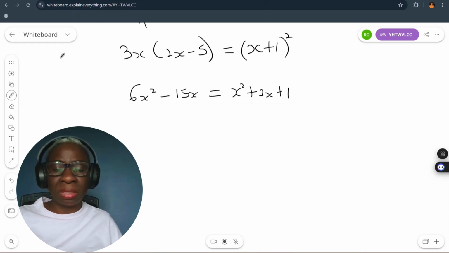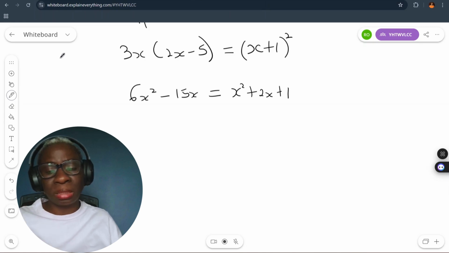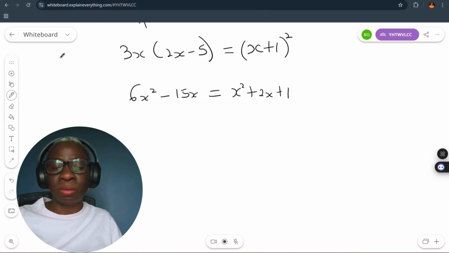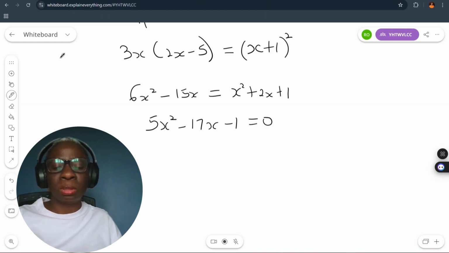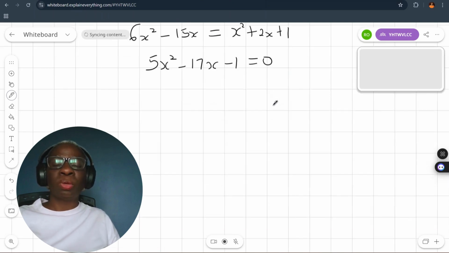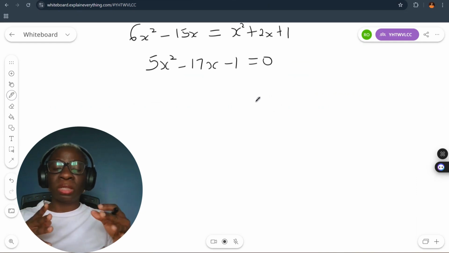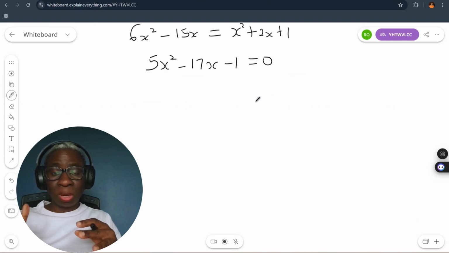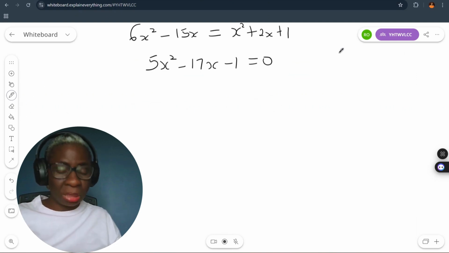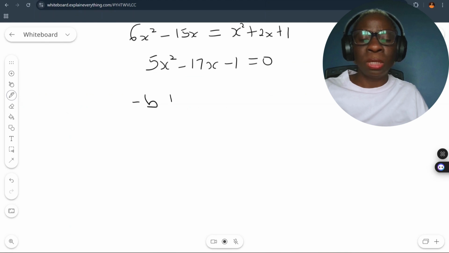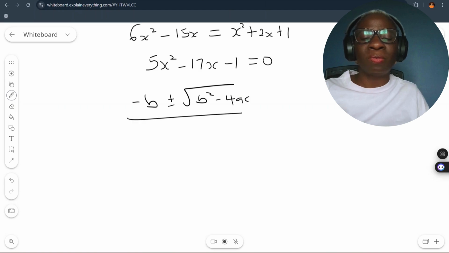Let's bring everything to the left hand side because it has obviously turned to a quadratic equation. So that when we subtract x squared from 6x squared, we will have 5x squared. When 2x comes here, it becomes negative. Then we have minus 17x, then minus 1 equals 0. Now, this is a quadratic equation and we cannot factorize this because obviously the c value, the one that we're supposed to use for product, is smaller than the coefficient of b. So we are going to use the quadratic formula, which says minus b plus or minus the square root of b squared minus 4ac all over 2a.